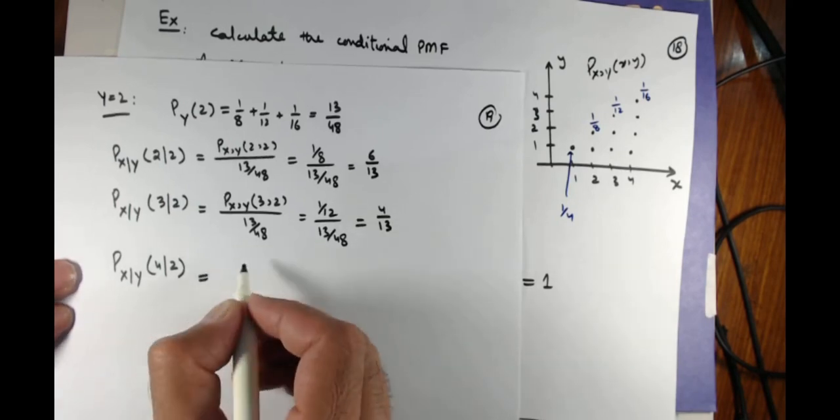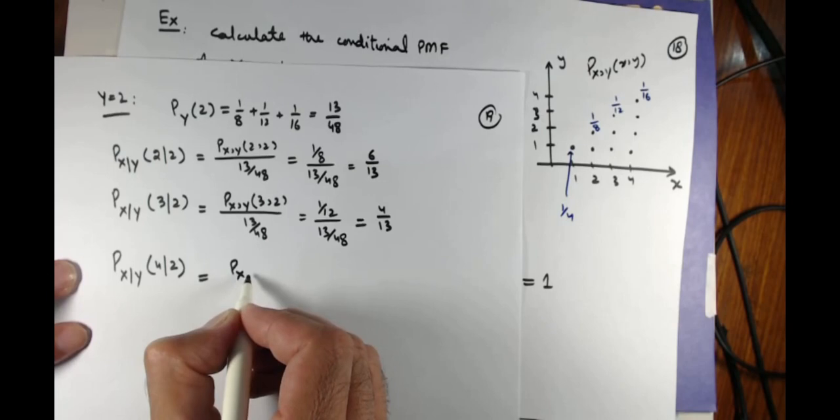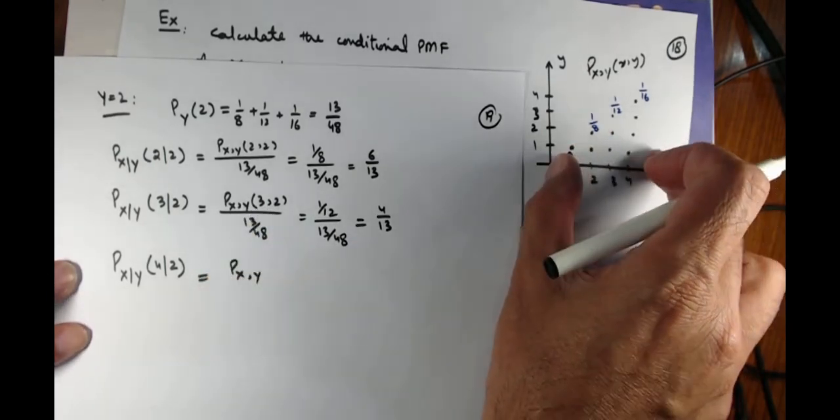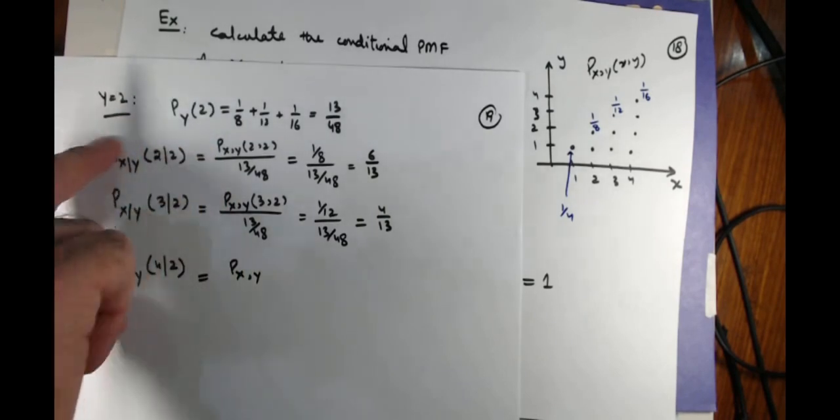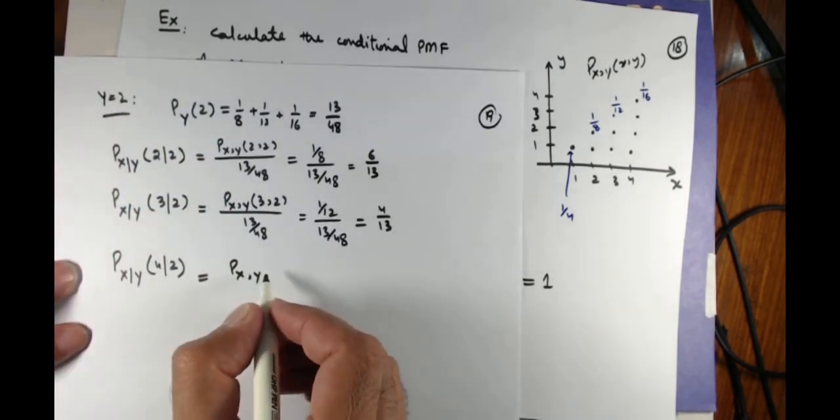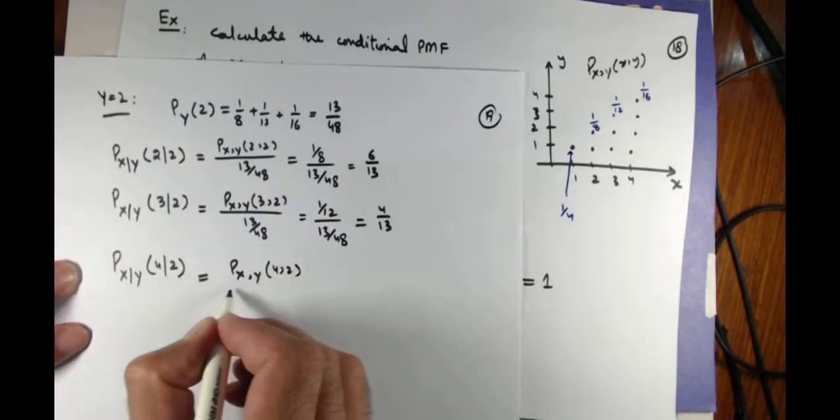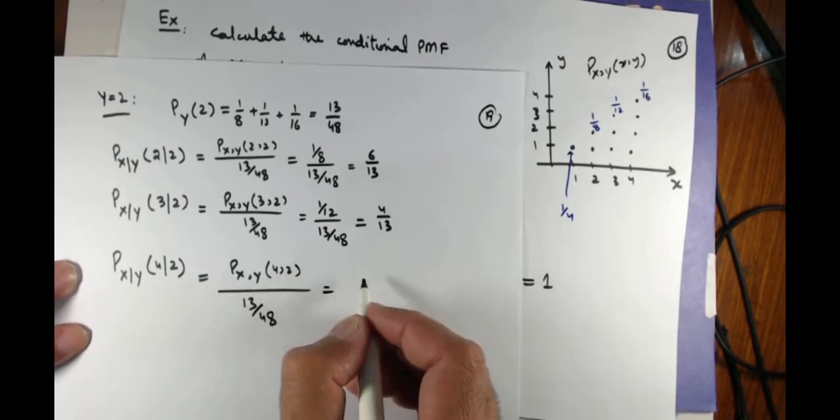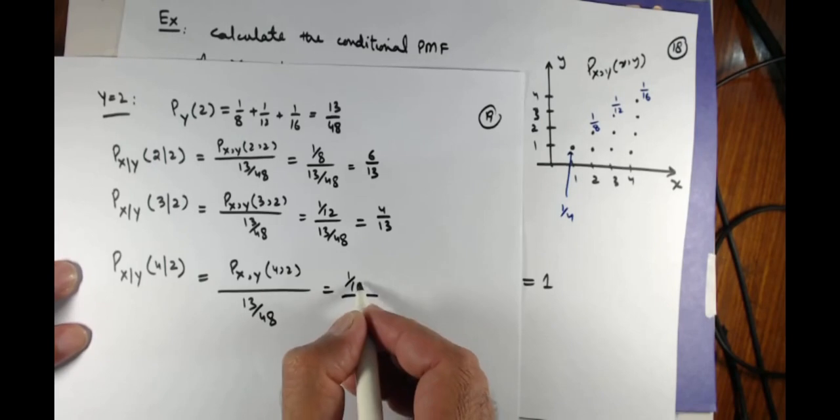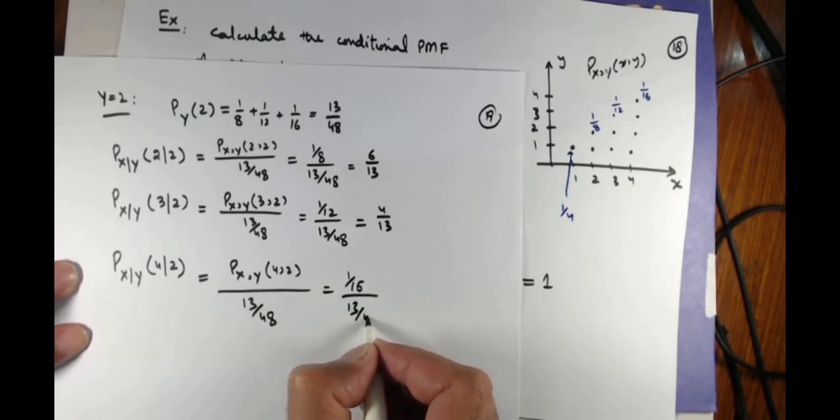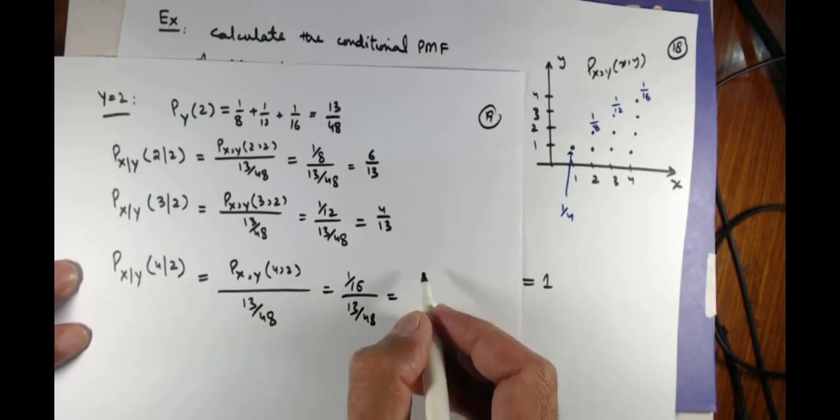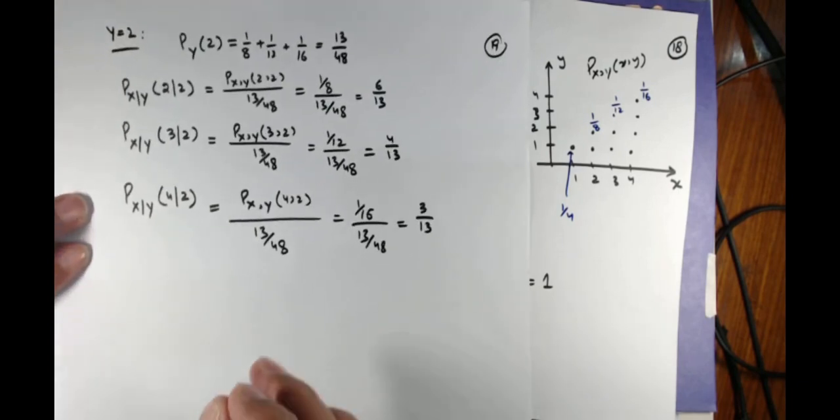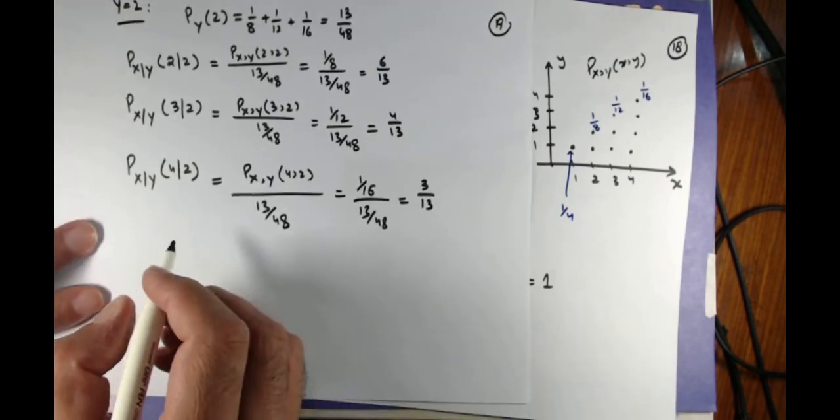And for this we have p sub x comma y. Remember, this is the unconditional distribution, and this is the distribution of x. This is 4 comma 2 divided by 13 over 48. So this is 1 by 16 divided by 13 over 48, and that turns out to be 3 by 13.